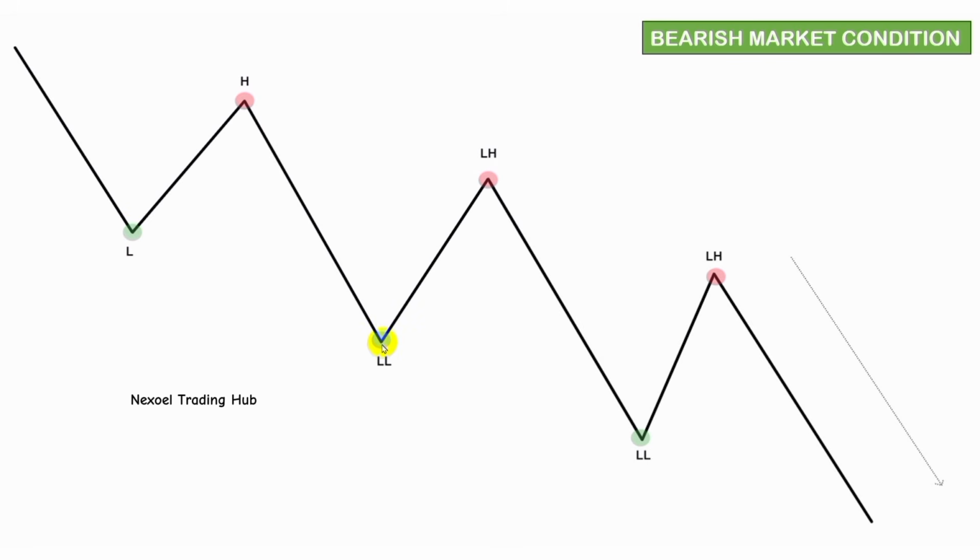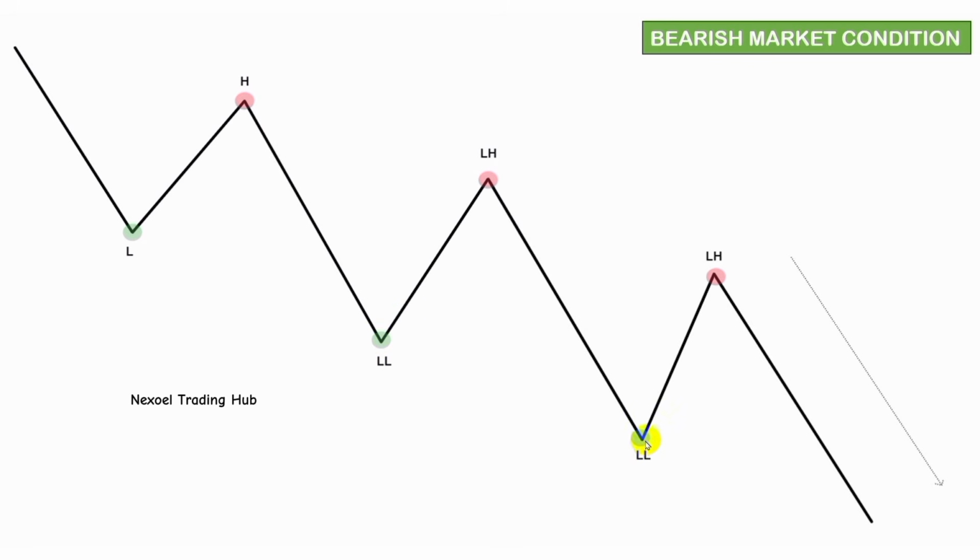And then we have the pullback to the upside, and then price created this high point. But then this is not a higher high. It is a lower high, because it is lower than the previous high point. And then price gave us the impulsive leg move again to the downside, and then created a new low point. And this new low point is now a lower low, because it is lower than the previous lower low.